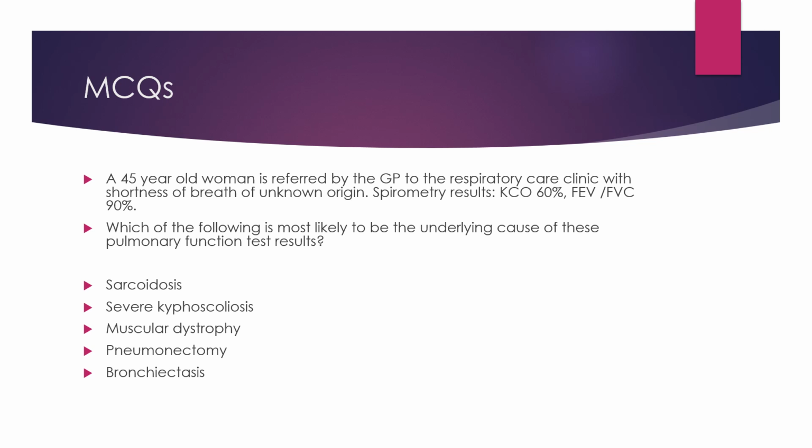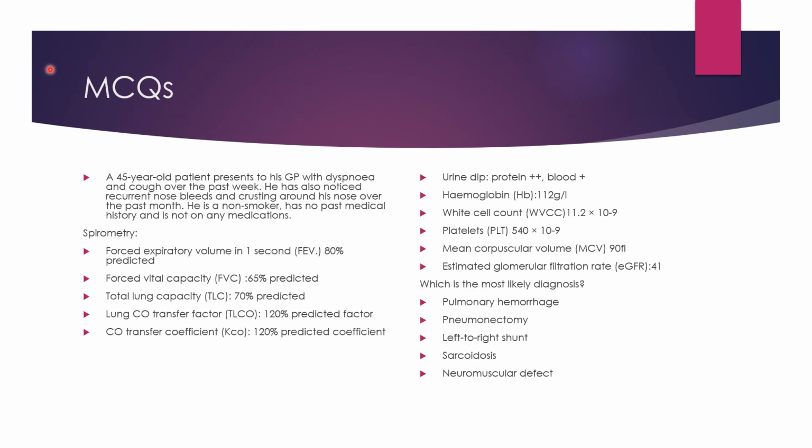Going to the next MCQ. So this is the next MCQ. A 45-year-old patient presents to his GP with dyspnea and cough over the past week. He also noticed recurrent nosebleeds and crusting around his nose over the past month. He is a non-smoker, he has no past medical history, and he is not on any medication. And the spirometry results are FEV1 is 80%, FVC is 65% of predicted, TLC is 70%, TLCO is 120% predicted, and KCO is 120% predicted.